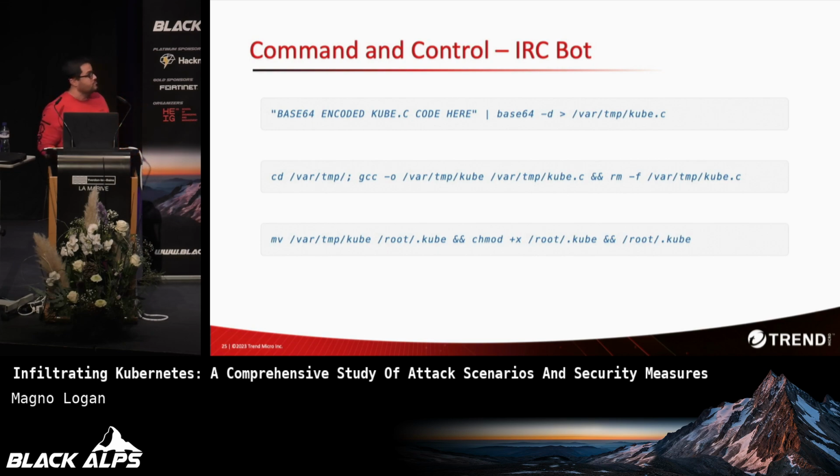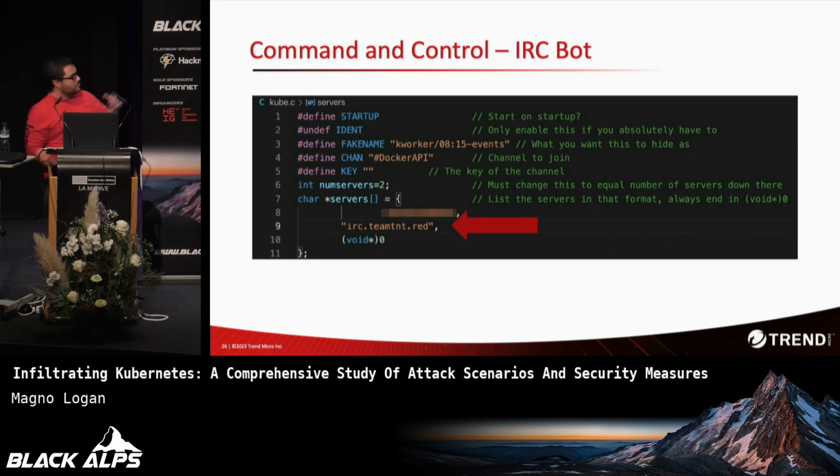This is the command and control, the IRC bot. It's base64 encoded, as I mentioned, right? And then it's transferred to a kubec file. It's based on the Kaiten IRC bot. And after that, they compile the file. They move it to the root as .cube to sound legitimate. Who here would remove this file from the root folder? Nobody, right? You think, okay, I'm going to break everything. No, right? That's how they try to sound legitimate.